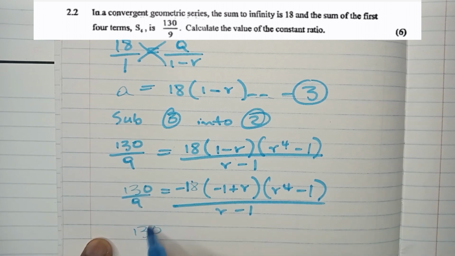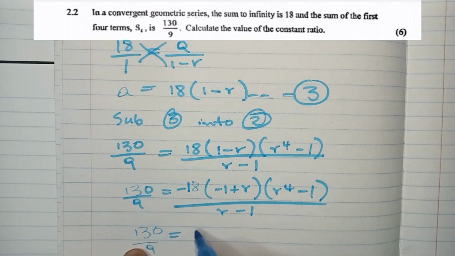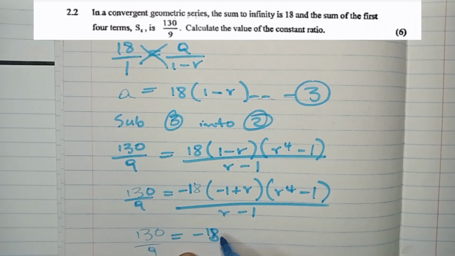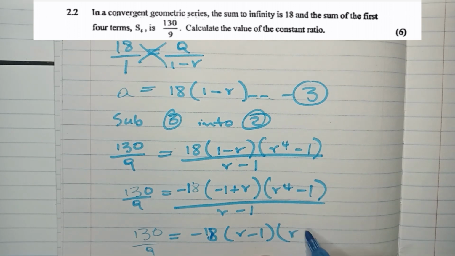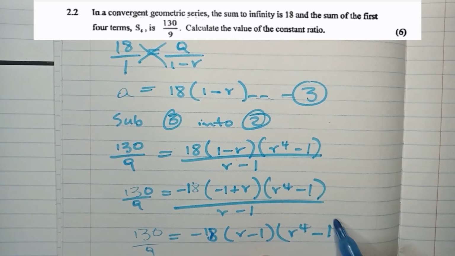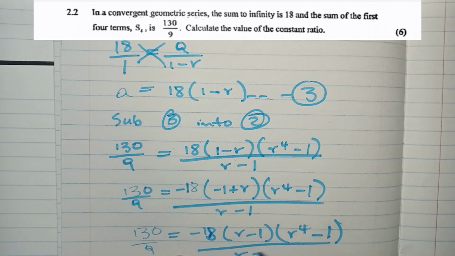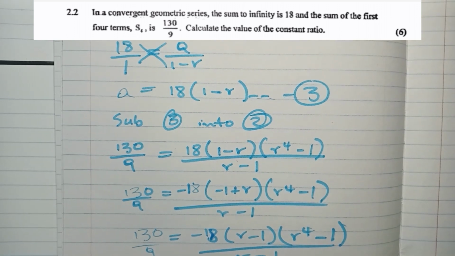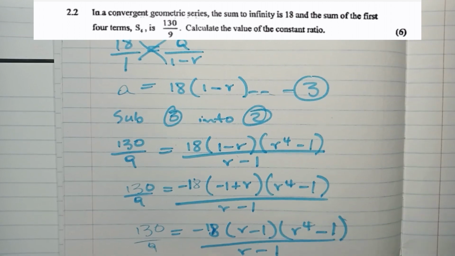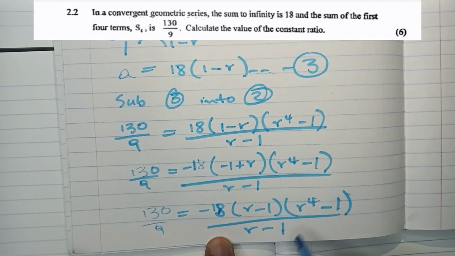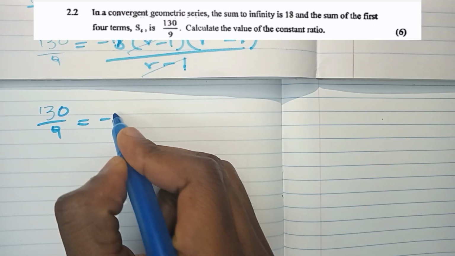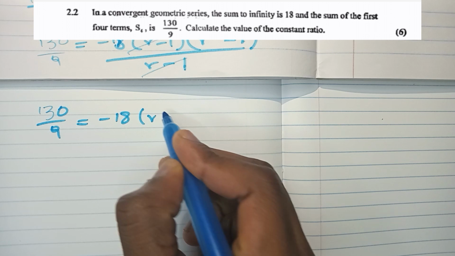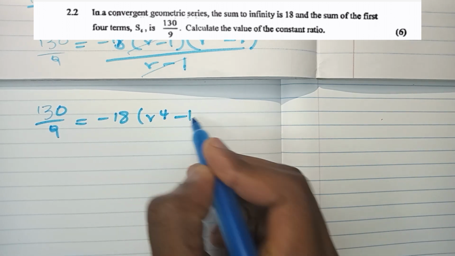So it's 130 over 9 equals negative 18. We take the positive to the front. It's r to the power 4 minus 1, all over r minus 1. So this and this are similar now, so we will cancel this with this. 130 over 9 is equal to negative 18 times r to the 4 minus 1.